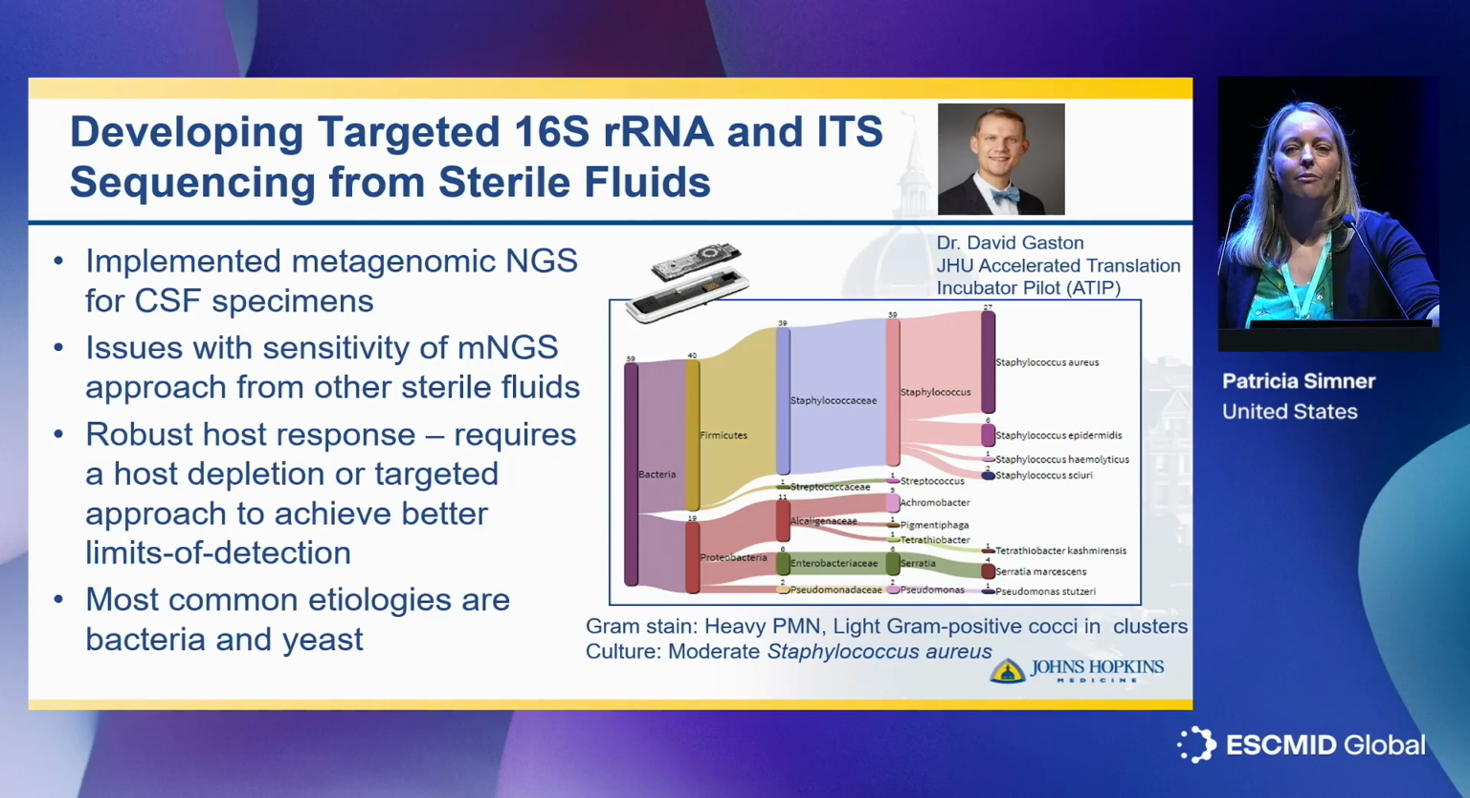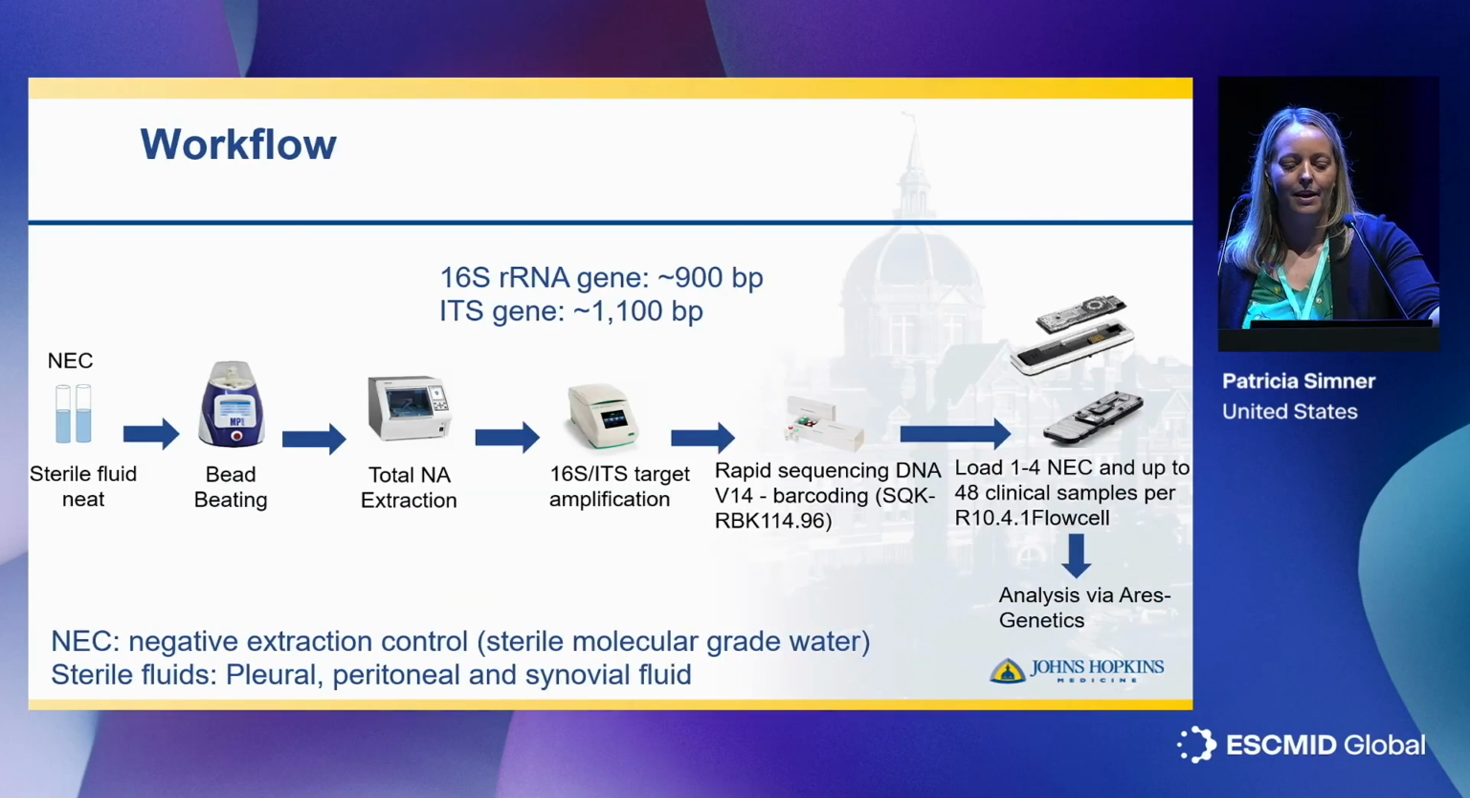And so we decided that we're either going to need a host depletion method or we're going to try to do a targeted sequencing approach. Most commonly we see bacterial and fungal etiologies, and hence the reason why we decided to proceed with a duplex 16S ITS direct from sterile fluid assay. So this is the workflow that we had generated.